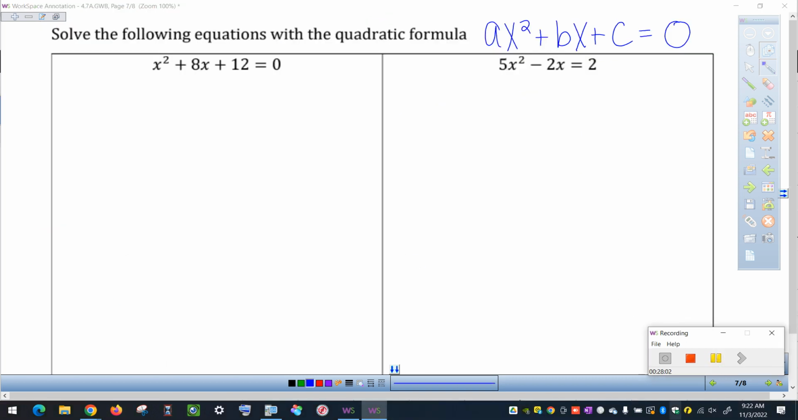Okay, so let's get started here. Let's begin by identifying A, B, and C. This is how I always like to start. I'm just going to list those numbers out, right down below where they are. If you don't see anything in front of the x squared, then A is 1.